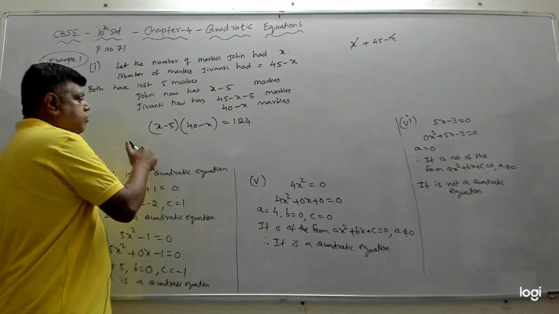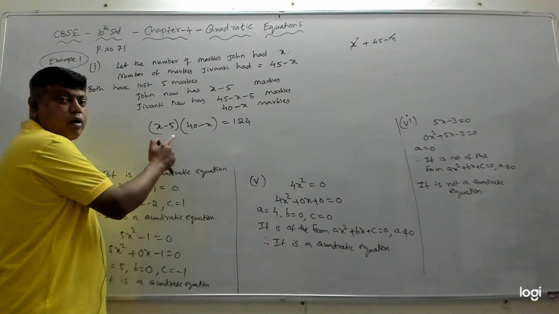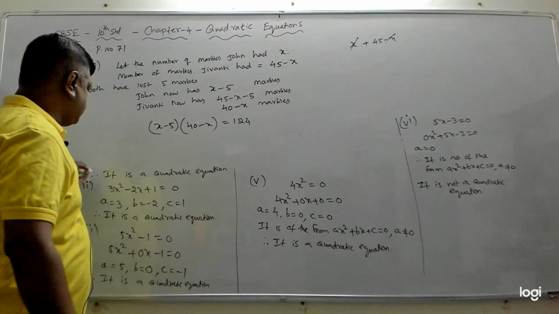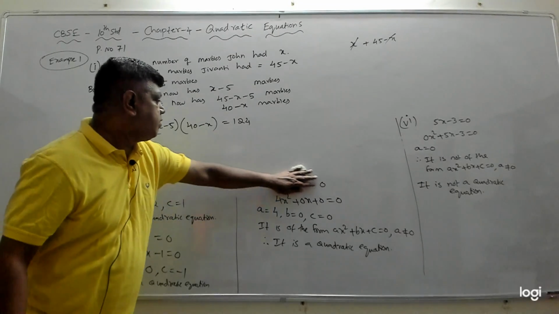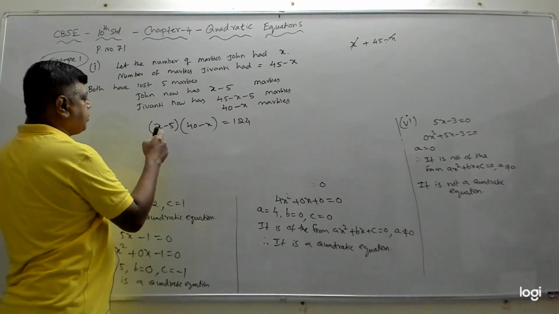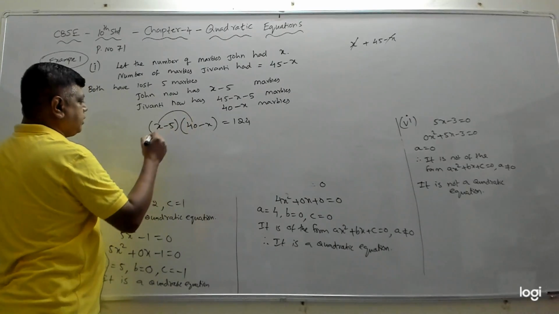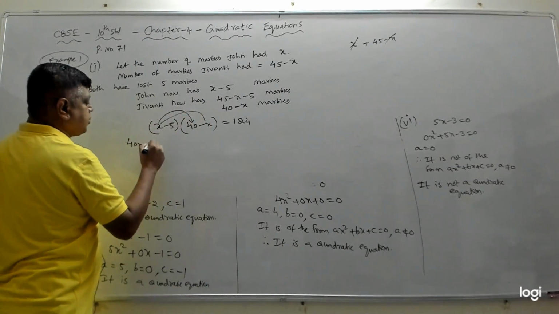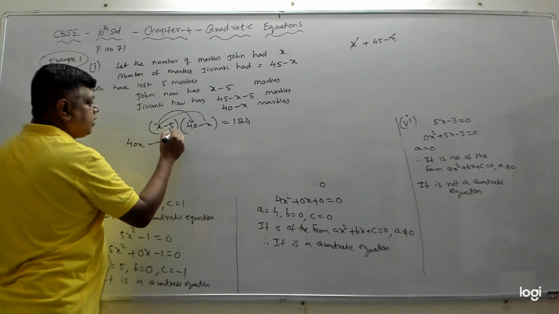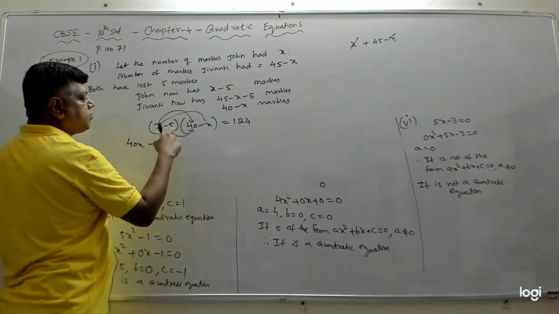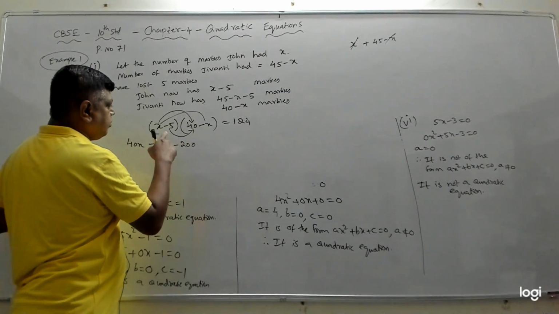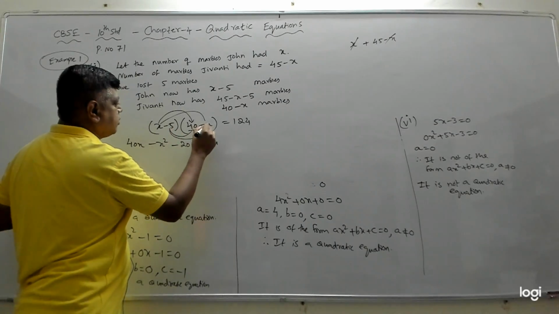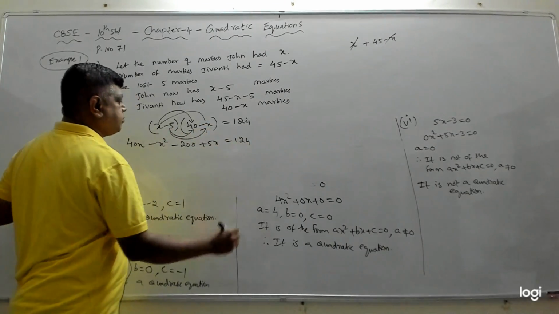If you find the product of the number of marbles John has and Jivanti has now, that is equal to 124. That's what the question says. So now we need to simplify this equation. How do we multiply these two? So x into 40 is 40x. Then x into minus x is minus x square. Then minus 5 into 40 is minus 200, and minus 5 into minus x is plus 5x. And that is equal to 124.